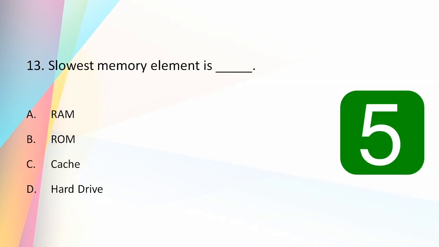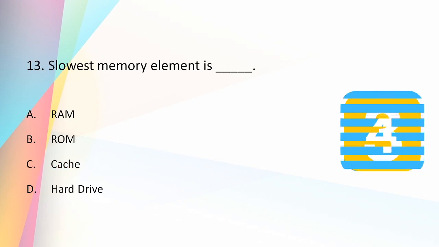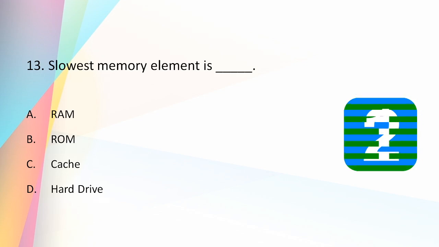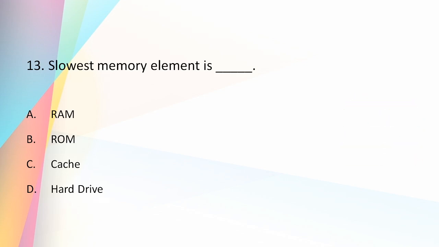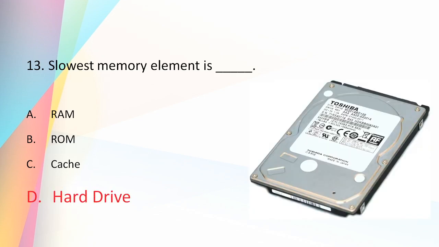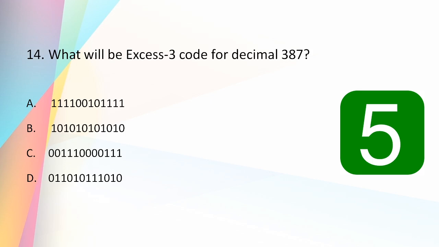Slowest memory element is RAM, ROM, cache, hard drive. And here you go. And the answer is hard drive. So according to computer memory hierarchy, hard drive is the slowest and larger in capacity among the different memory elements.